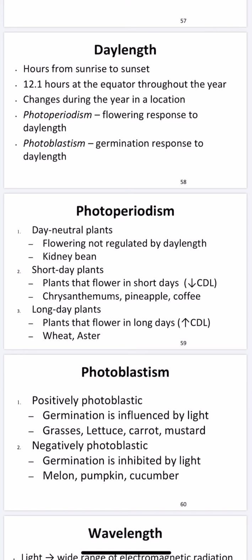So we have 12 hours definitely all year round throughout the year. This changes during the year in a location. So based on day length, the plant's response in flowering to day length is called photoperiodism. And in terms of germination, the response to day length is called photoblastism.